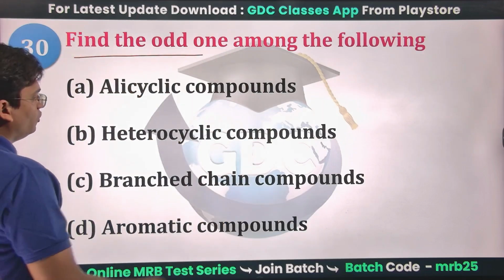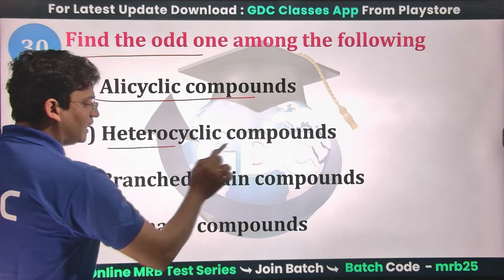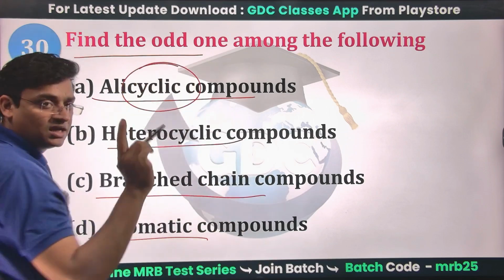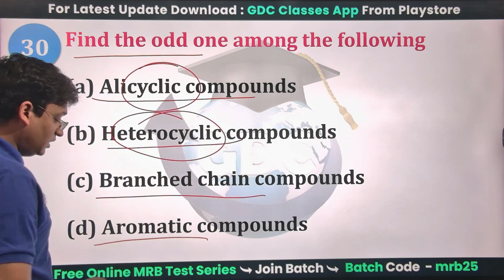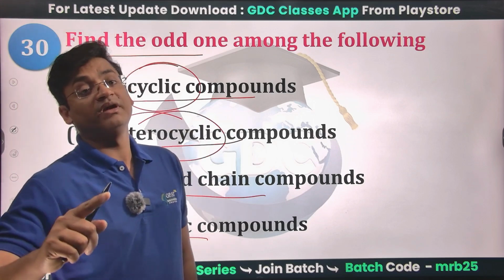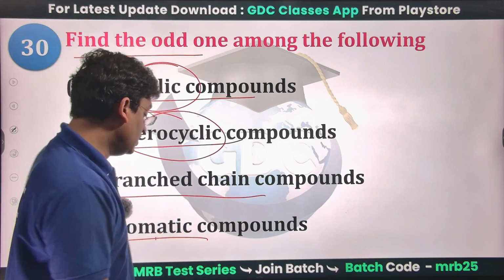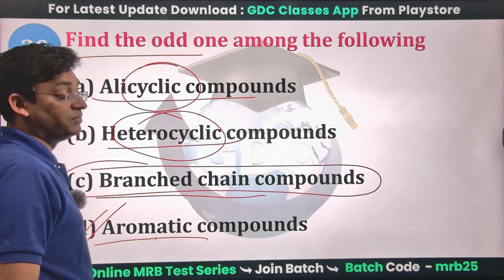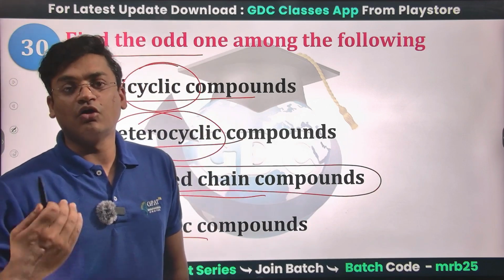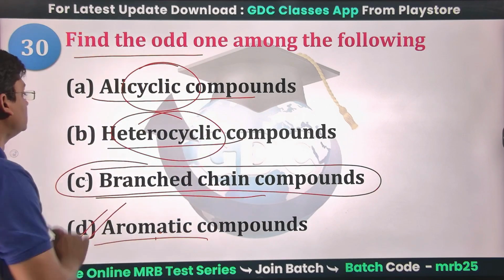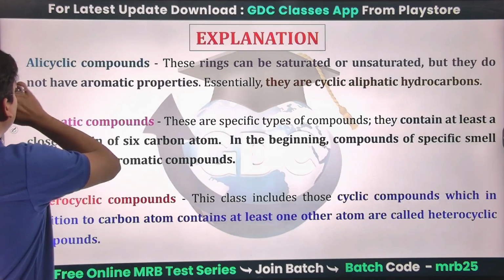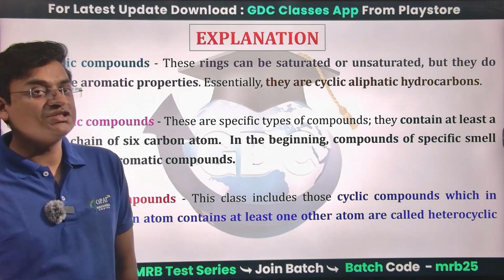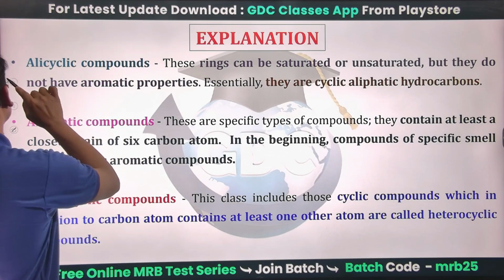Which will be the odd one among the following? Alicyclic compounds, heterocyclic compounds, branched chain compounds, aromatic compounds. Okay, odd one out. All right. So look, this is a cyclic structure. Aromatic, the first condition for aromatic compounds is that the compound must be a cyclic structure. So yes, this is also a cyclic structure. But branched chain compounds are chain compounds. They are not going to be cyclic. So yes, this is the odd one among the given options. So C will be our right answer. We have to find the odd one. This was the branched chain, so it can't be a cyclic structure. So yes, that was our correct answer.